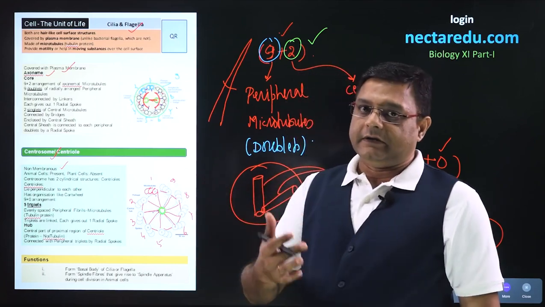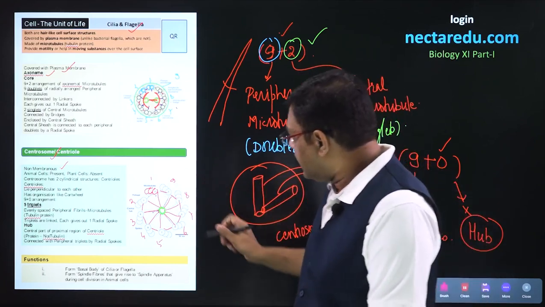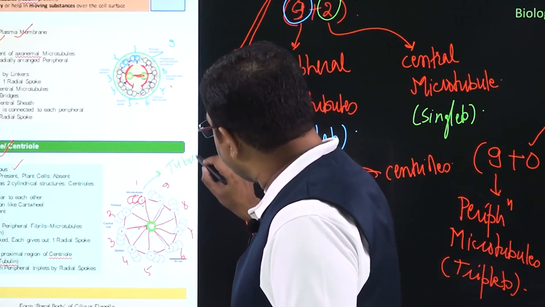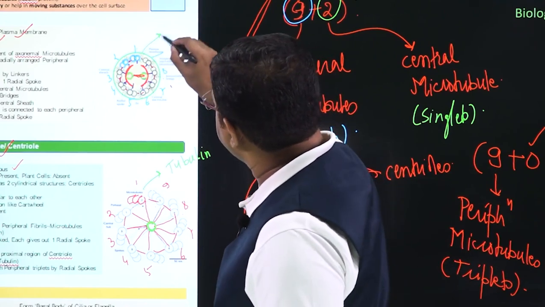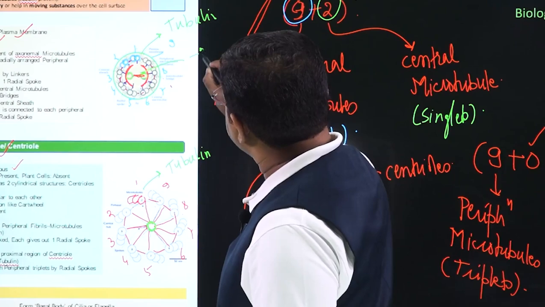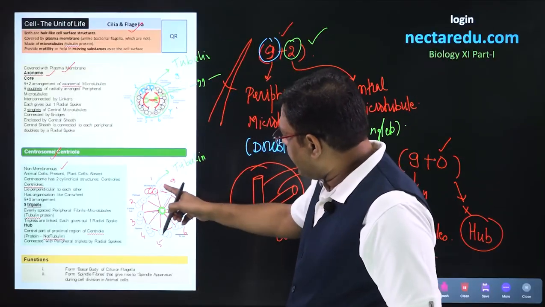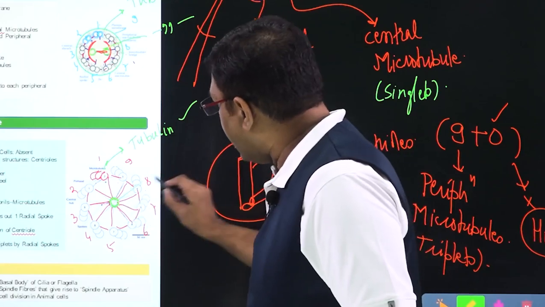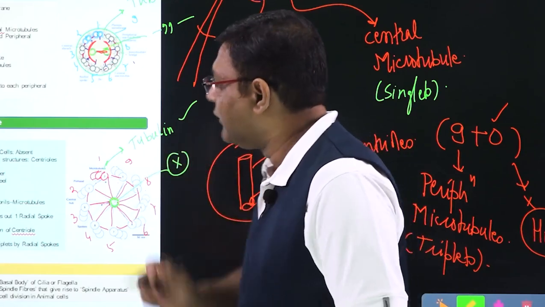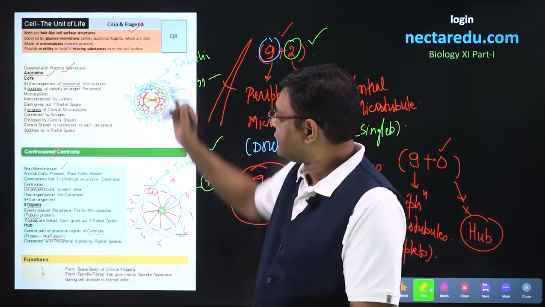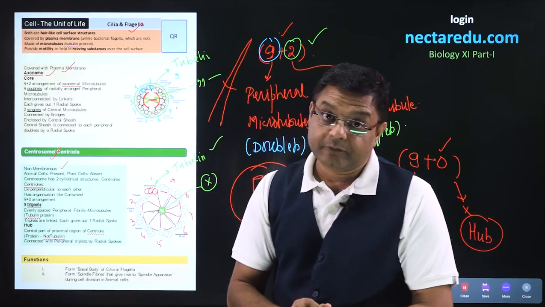Talking about the protein which forms these, these microtubules are formed of tubulin protein. So here it will be tubulin. These microtubules also will be tubulin. Here the peripheral will be made of tubulin protein, but this hub will not be made of tubulin protein. So this is the difference between the structure of cilia and flagella compared with the centrosome.